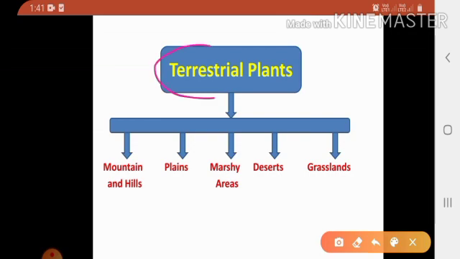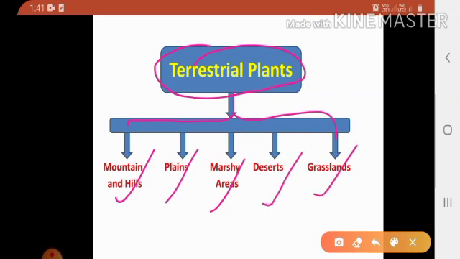Terrestrial plants grow on different landforms such as mountains and hills, plains, marshy areas, deserts and grasslands. These are types of terrestrial plants. Okay, now we will discuss these habitats one by one.